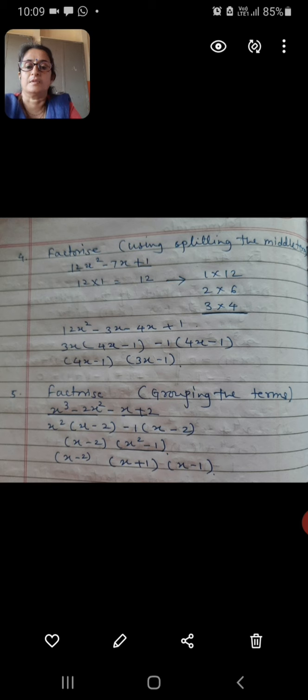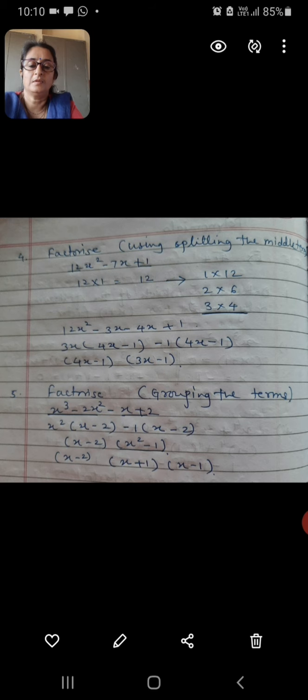Now make a group of the first two terms and the last two terms, and whatever is common between them we will take out. So 12x square minus 3x, what is common between them? That is 3x. Keep 3x outside the bracket and divide 12x square by 3x, you will get 4x, that is the first term in the bracket, minus, and as it is 3x, minus 3x divided by 3x will be 1. So in the first bracket 4x minus 1. So the factors of 12x square minus 3x are 3x and 4x minus 1.